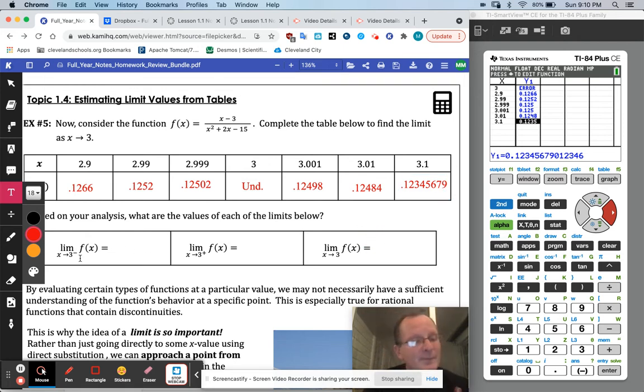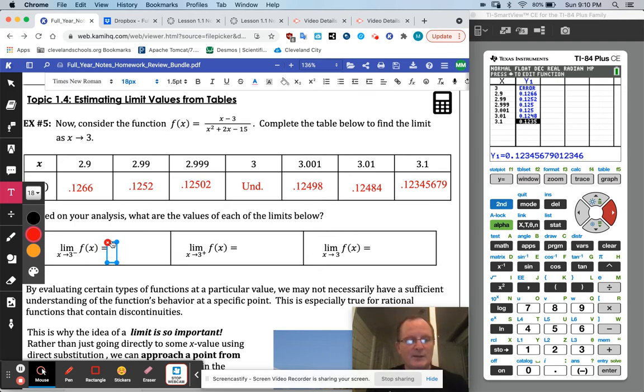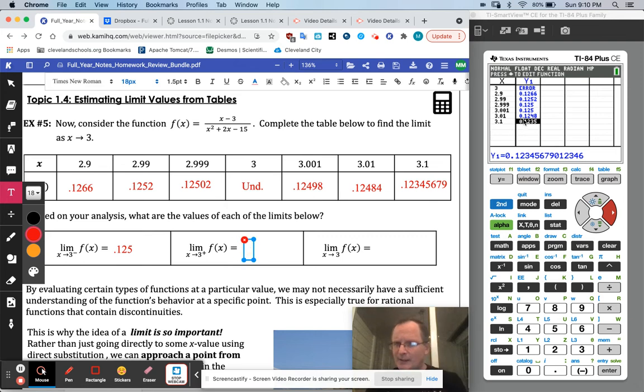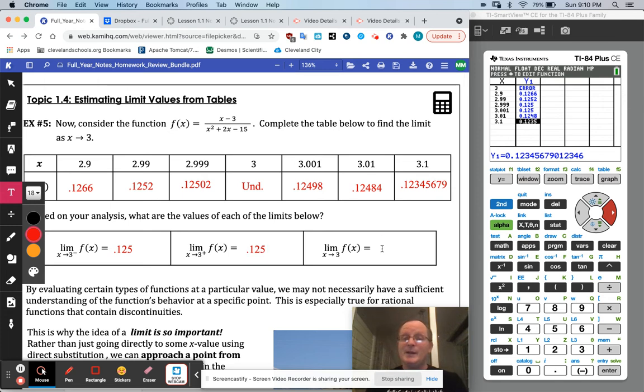So hey, from the left, that was what we did to begin with. Coming from the left, it looks like we're heading to 0.125. As a matter of fact, the calculator said that when we typed it in, within rounding. So it looks like we're heading to 0.125. That's what it looked like to me. And then from the right, those are the larger values. It's doing the exact same thing, 0.125. And guess what? Since we have those agreeing with each other, that's what you put as the limit.